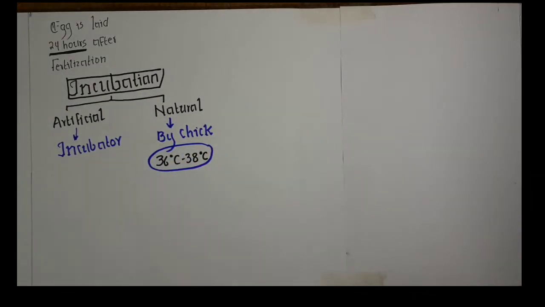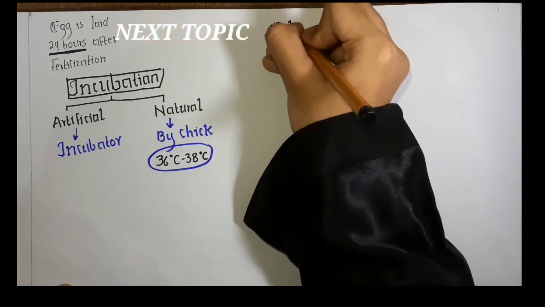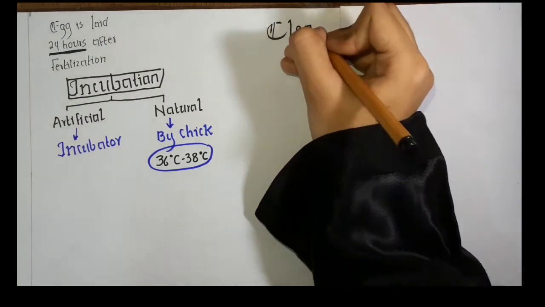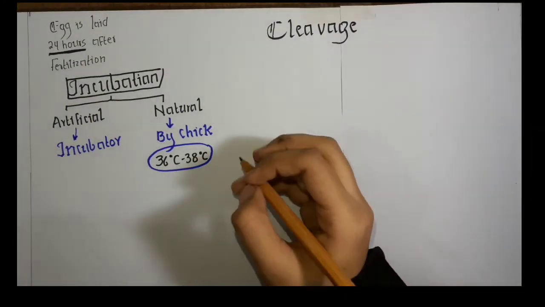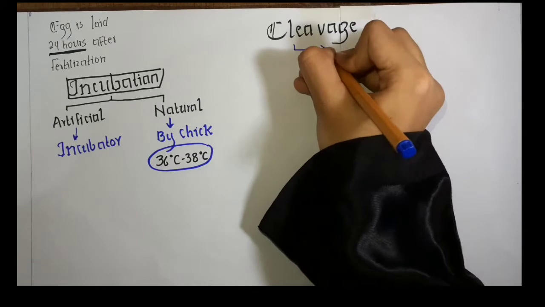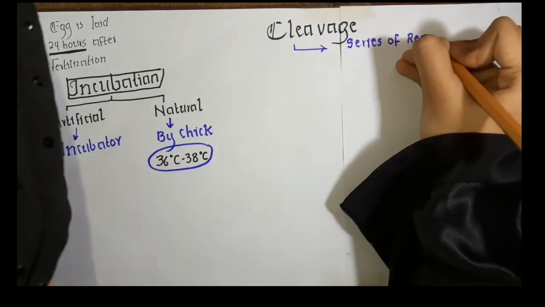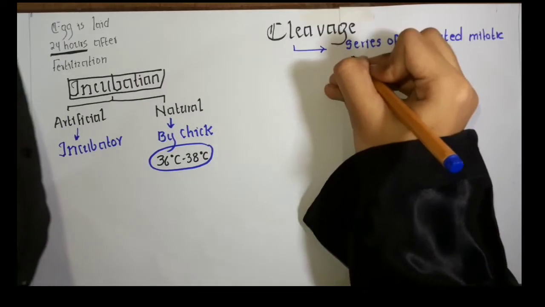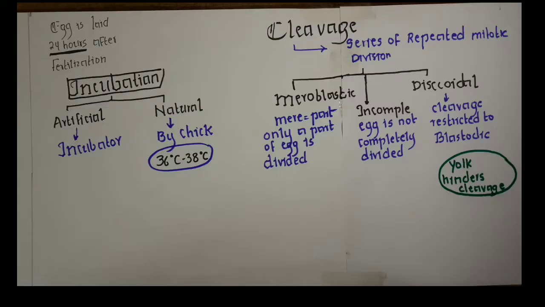Now let's come to the next topic, which is cleavage. What is cleavage? It is nothing but repeated mitotic division. When the word cleavage comes in front of you, just one line should come to mind: a series of repeated mitotic divisions. In mitosis, the number of cells divides more and more, so we have more and more nuclei and more and more cytoplasm, but the genetic material remains the same.